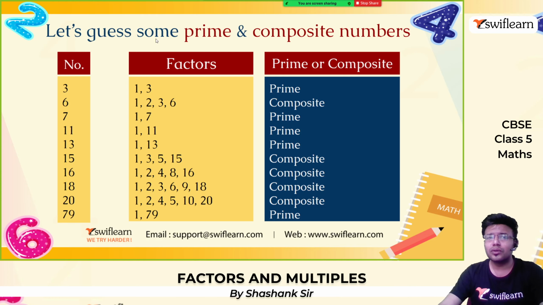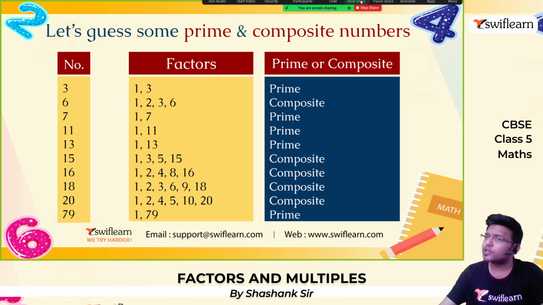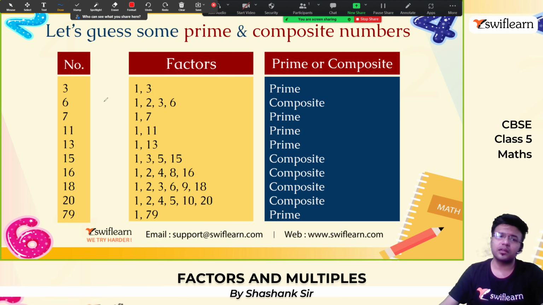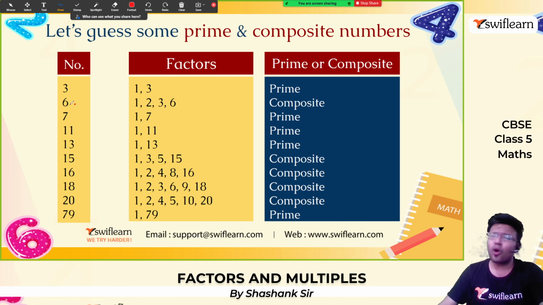Okay, so let's guess some prime and composite numbers. Number 3. 3 is a prime number which has only two factors. 6. Remember, all even numbers are composite numbers, so this is composite. 7 has only two factors, it is a prime number. 11 is a prime number. 13 is a prime number. 15 has more factors, it is composite. 16 is even, composite, composite, composite. 79 has only two factors.